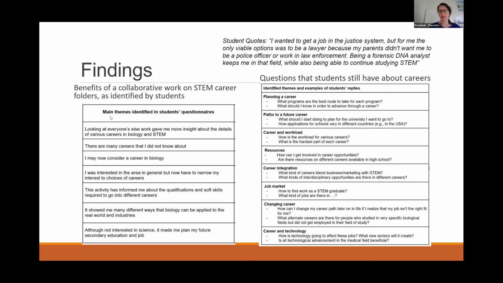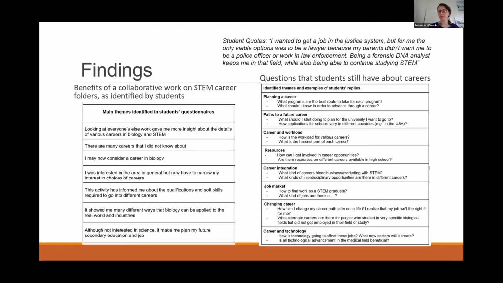And here, questions that students still have about careers. We identified several themes. So we were happy that we introduced this activity and this opportunity for them to explore different careers. But they still had some questions after the end of the curriculum, such as on planning a career, paths to a future career, career and workload, resources where they can get more resources on different careers and jobs.